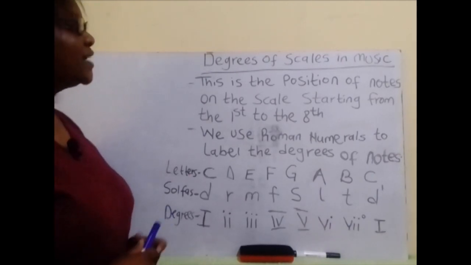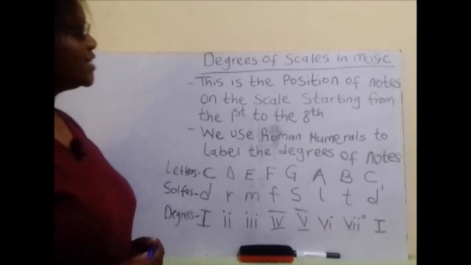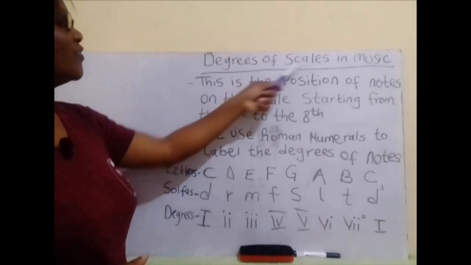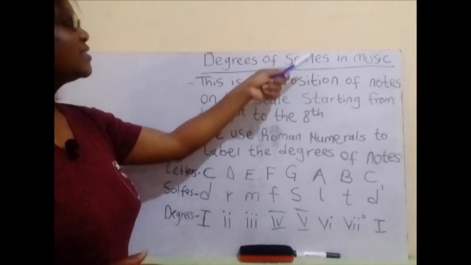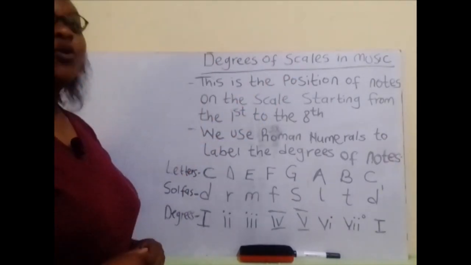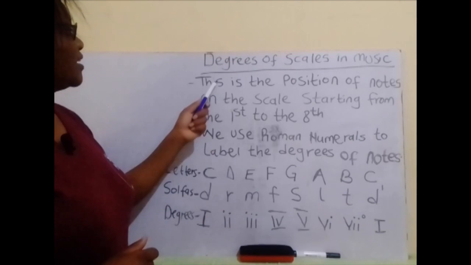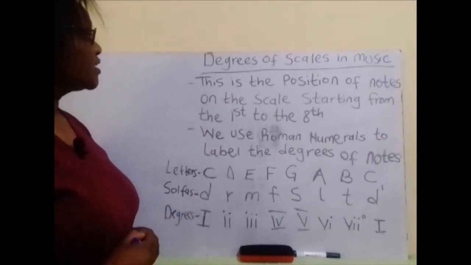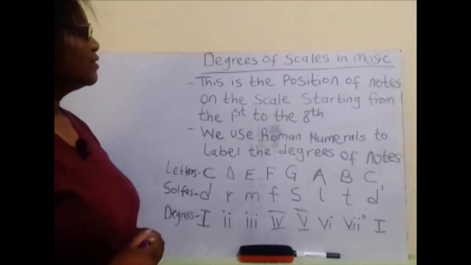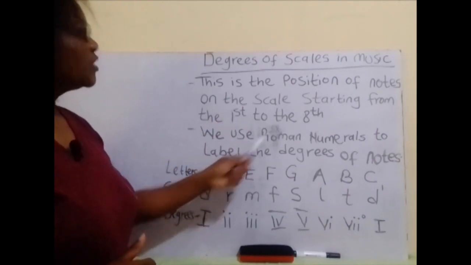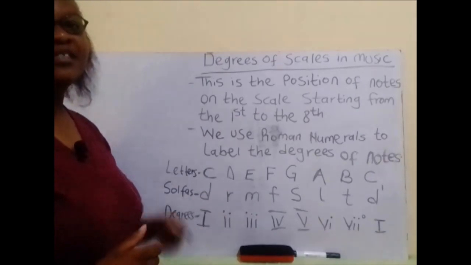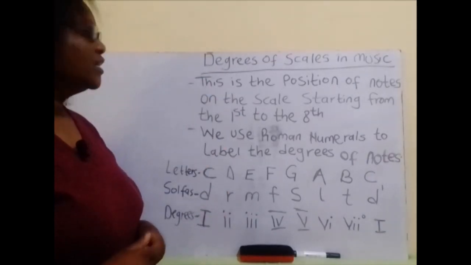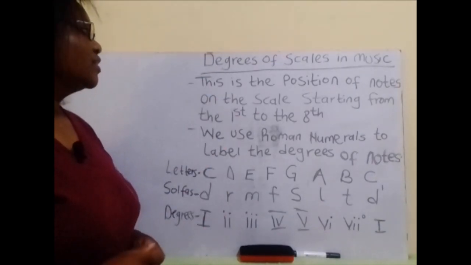Today we have something different. What is it? Degrees of scale in music. What are these? This is the position of notes on the scale, starting from the first to the eighth, or rather to the seventh, because the eighth is an octave. It's a repetition of the first one.